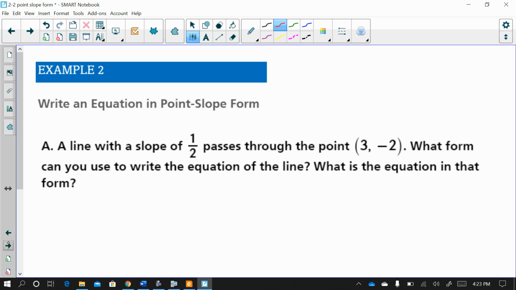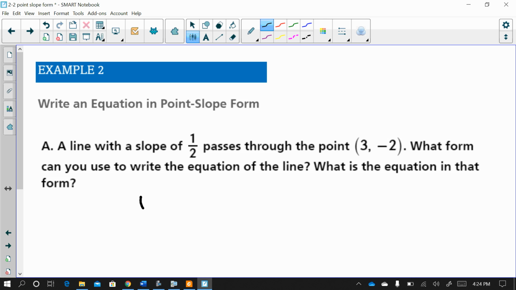Okay, so let's get on to actually writing something in point slope form. So a line with a slope of 1/2 passes through the point 3, negative 2. What form can you use to write the equation of the line? And what is the equation in that form? Okay, so notice here, I don't have the y-intercept. So I could do y equals mx plus b, but that ends up being a little bit more work than what we're used to. Okay, so what we're going to do instead is we're going to use point slope.